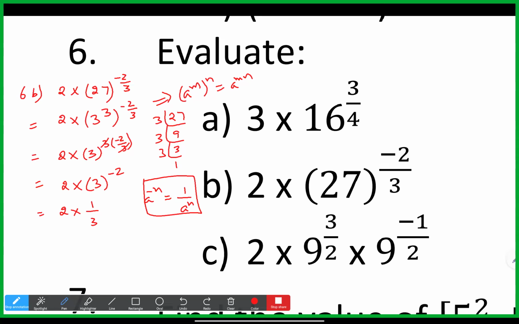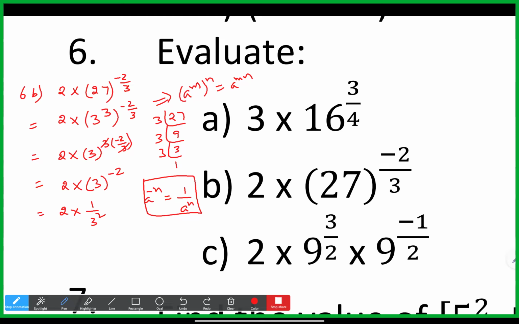Yes, sir. 1 by 3, only power 1? No, sir, power 2. Yes, sure, 1 by 3 power. So the whole power 2 also you can write. If you write whole power 2, you have to write again 1 square by 3 square, sure. Yes, sir. 1 square is anyways 1 only.